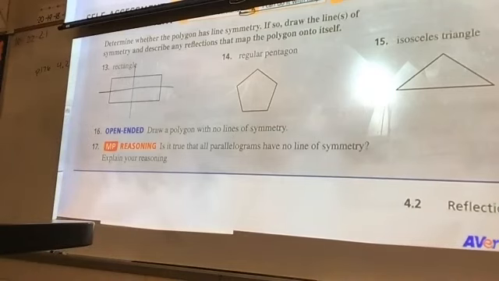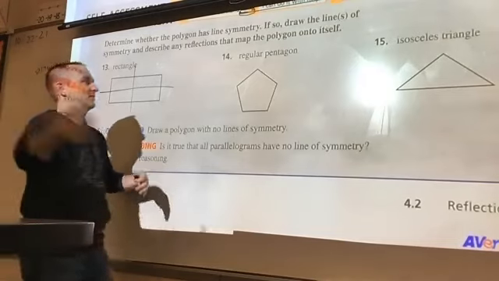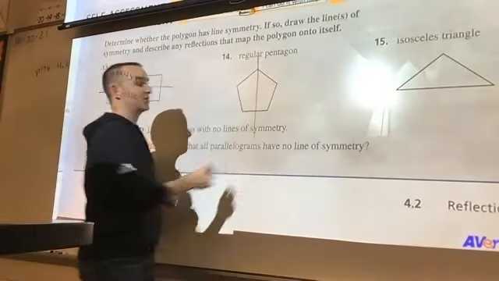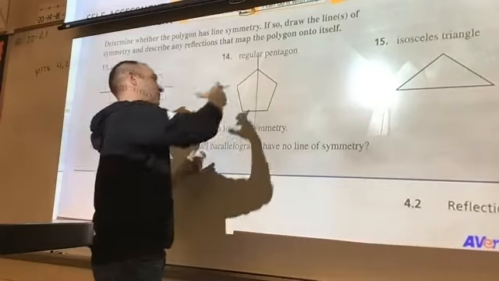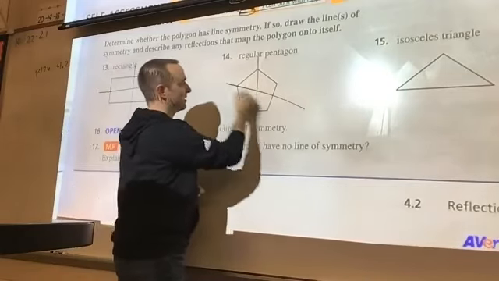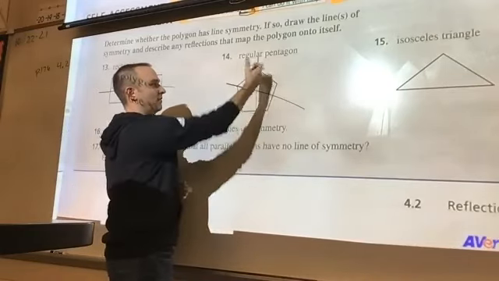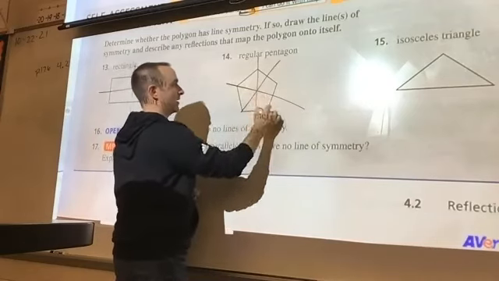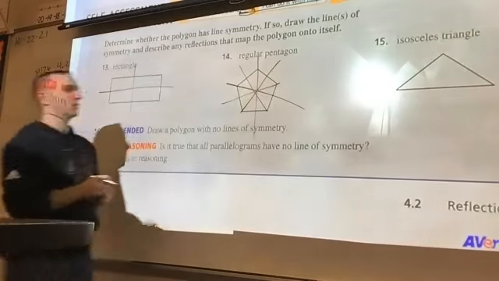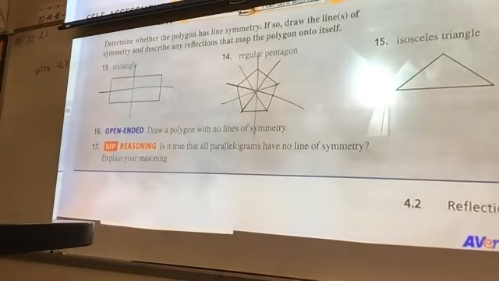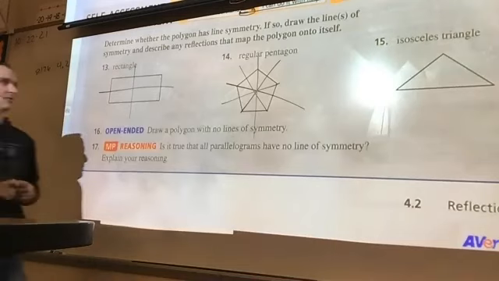How about for a pentagon? How many lines? Five. We can cut straight down the middle. But then if you turn and look at it sideways, we can cut straight through that middle, and those two are going to be the same. I can cut through that, I can cut there, I can cut there. So we're going to have five. Like I said, if it's a regular figure, however many vertices it has, that's how many lines.